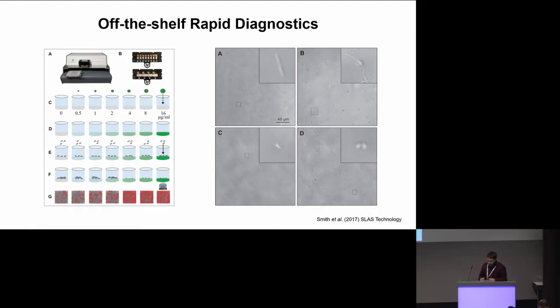deep machine learning. So we start by using this commercially available printer that's produced by HP that's basically designed to accept whatever solution you want and print it out into the wells of a microtiter plate.